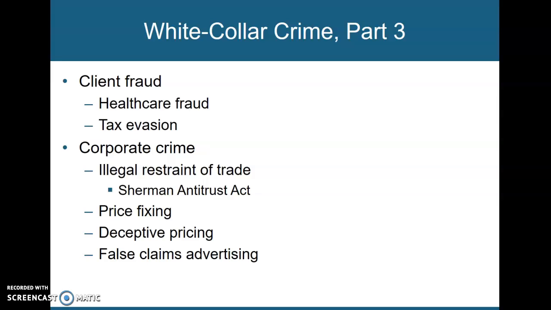Whenever we talk about price fixing, they will maximize their prices and reduce the cost of the competition. So they are going to make you pay a premium for theirs, and then either there's no competition, or they run out the competition by price fixing.